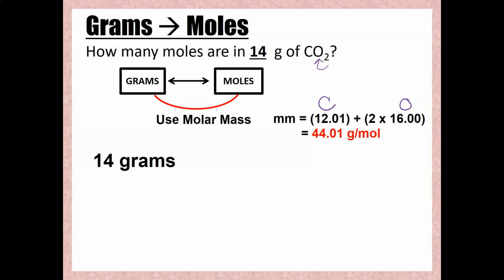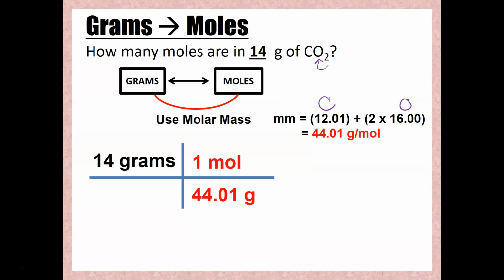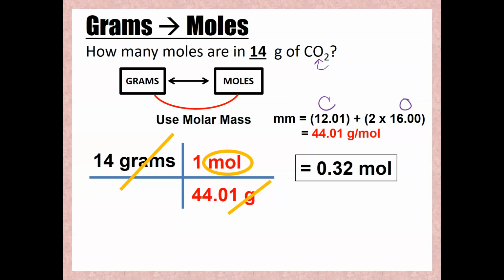I start with my known value. I want to cancel grams, so this time the 44 is going to go on the bottom and 1 mole goes on top. By definition, molar mass is how much 1 mole weighs, so I have to make sure it's a 1 there. Grams cancels, I'm left with moles, punch it in my calculator, and I find out if I had 14 grams of carbon dioxide, I really have 0.32 moles of carbon dioxide.